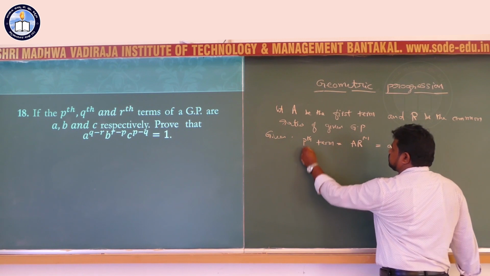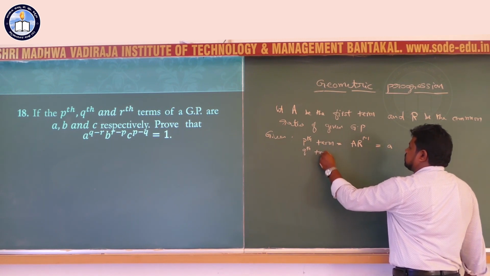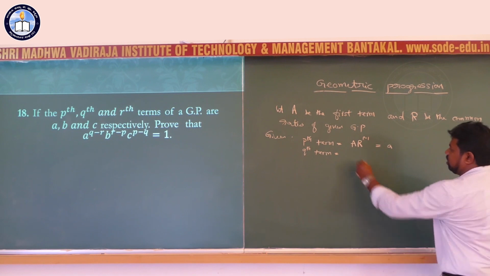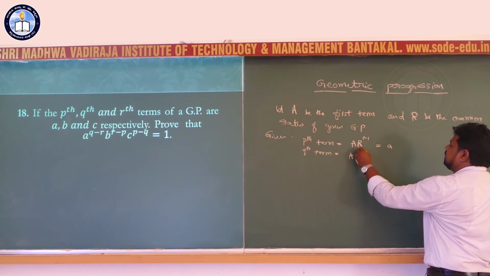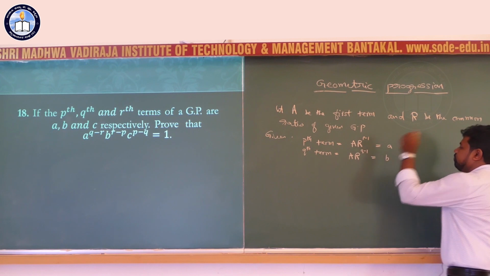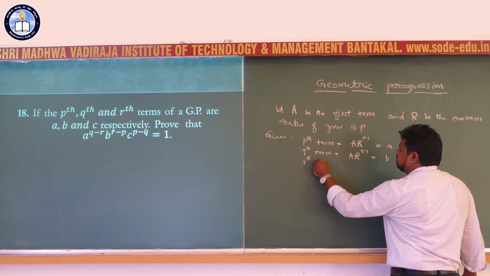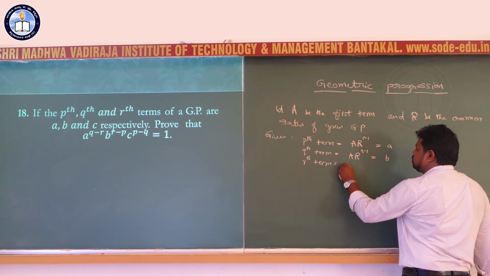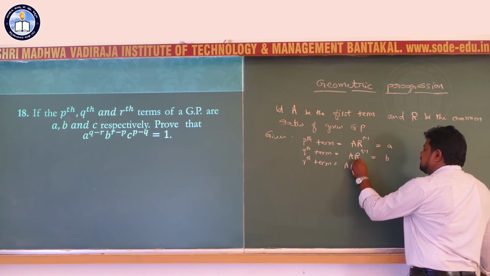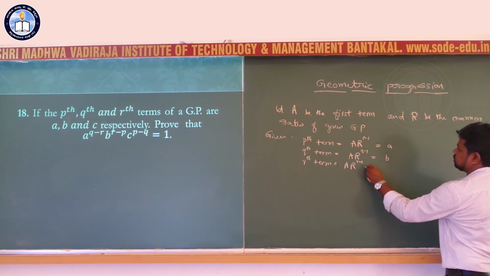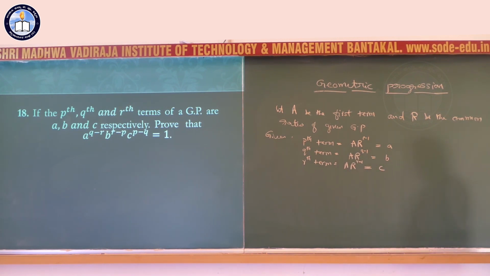The qth term is A into R power q minus 1, which is given as b. The rth term is A into R power r minus 1, which equals c. Correct? We have to prove that a power q minus r into b power r minus p into c power p minus q equals 1.